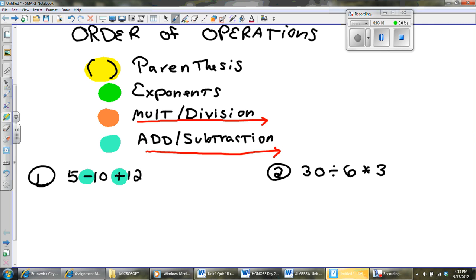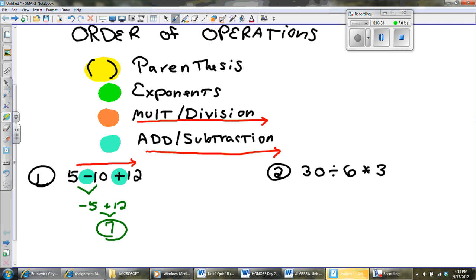Because this problem is entirely addition and subtraction, I know that I go left to right. And again, I know you are very good at this part of the problem. So I will do 5 minus 10 and get negative 5. I will add 12. Negative 5 plus 12 and get 7. And there is my answer.